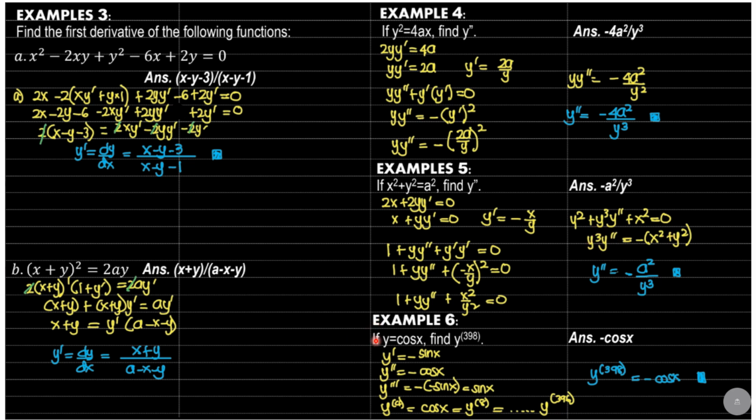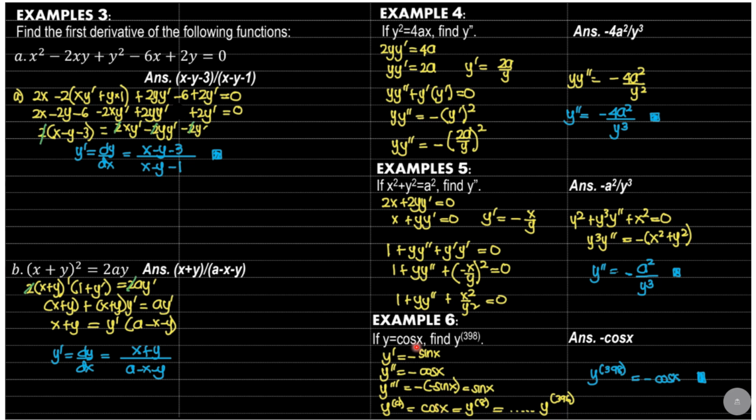Example 6, if y equals cosine x, find the 398th derivative of cosine x. So let's study the first few derivatives. So y prime is derivative of cosine, negative sine x. Y double prime is negative of derivative of sine, which is cosine x, so negative of cosine x. Y triple prime is negative of derivative of cosine, negative sine x, so that's positive sine x.